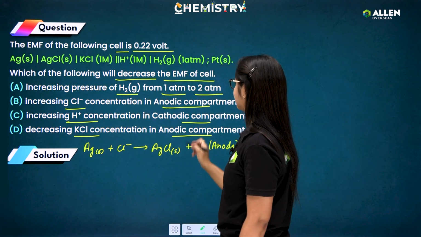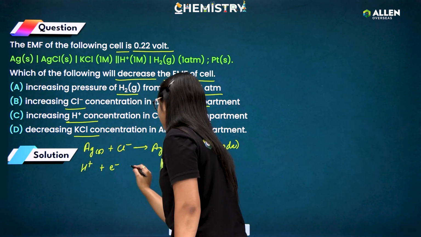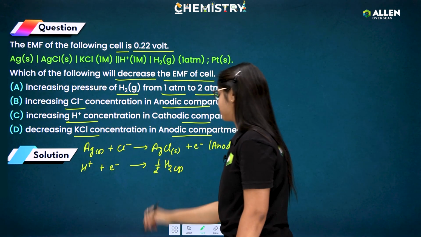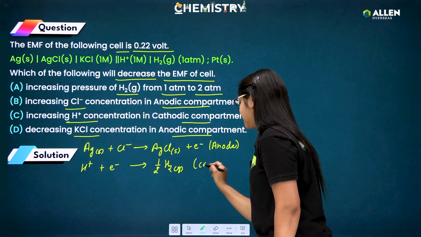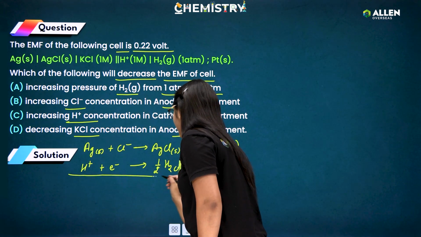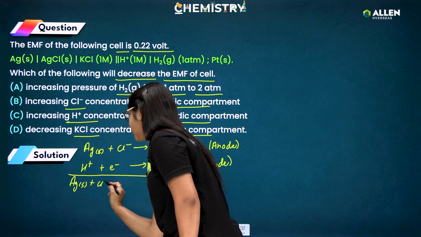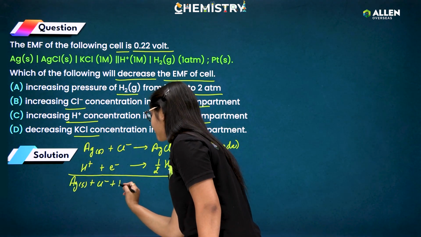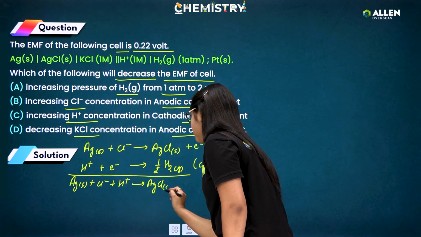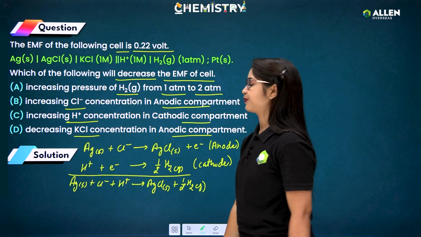Okay, this is losing one electron. So here we have H plus ion. So H plus ion will be accepting the electron and will be converted to hydrogen gas, 1/2 H2, right? And this is taking place at the cathode. This is reduction, right? So the overall cell reaction will be Ag solid plus Cl minus, plus H plus ion, giving AgCl solid plus half H2 gas. This is the overall cell reaction.